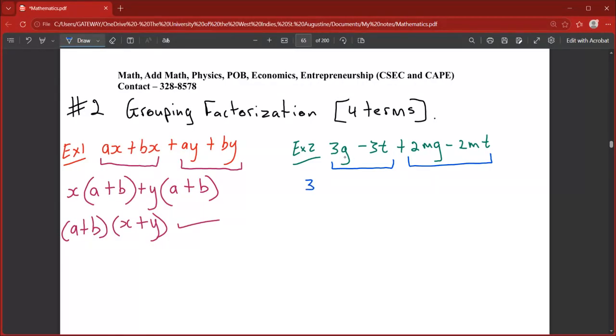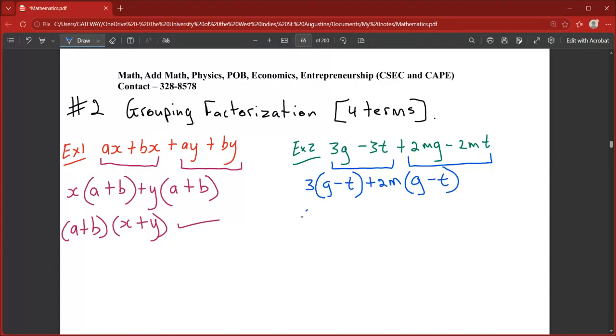Nothing is common between g and t. So now you open your bracket. You say 3g divided by the number 3 is just g, because the 3 would cancel off. It's your minus sign. 3t divided by 3 will just give you t because the 3 will cancel off. Between 2mg and 2mt, you're taking out the plus 2m, open bracket. 2mg divided by 2m is g, minus sign. 2mt divided by 2m is just t, close the bracket.